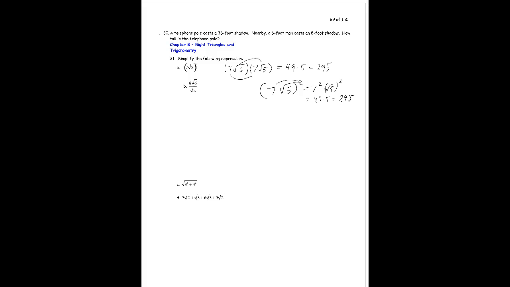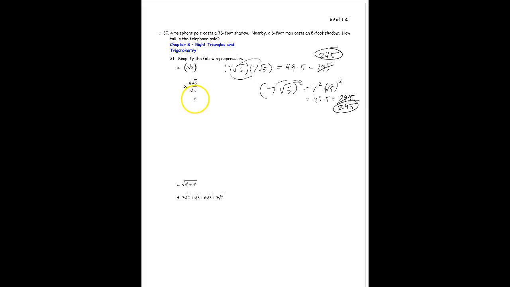And evidently I'm not so good at math in my head here. So actually 49 times 5 is 245. Same here, 245. So sorry about that. That's the correct answer. But the process is correct here.